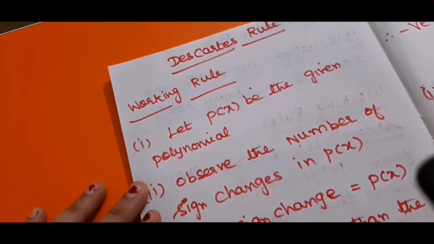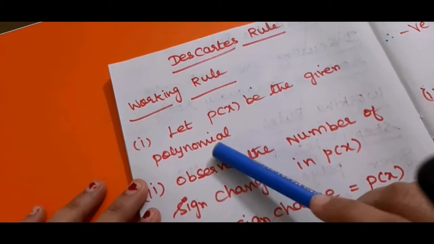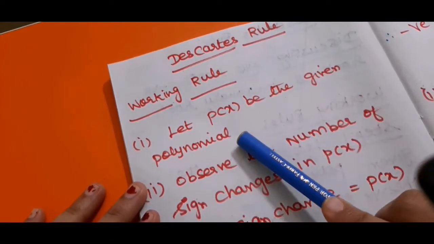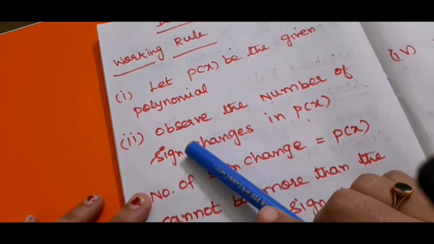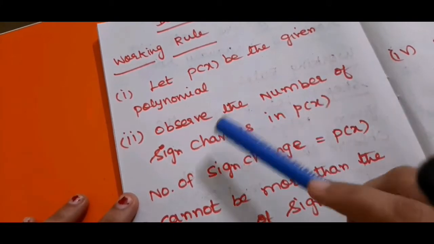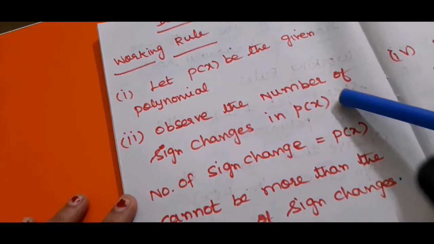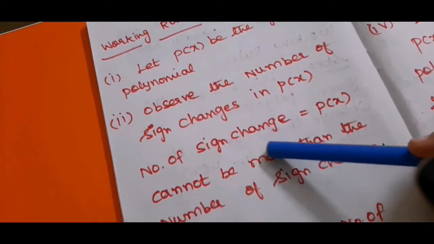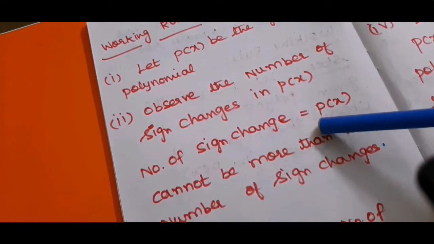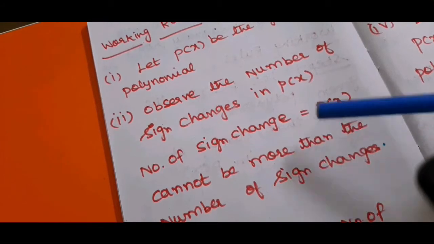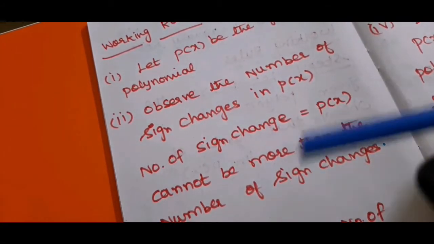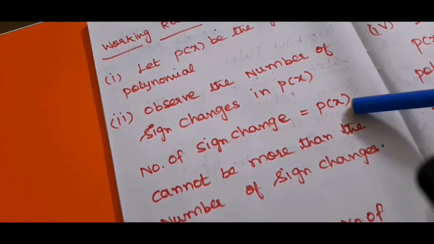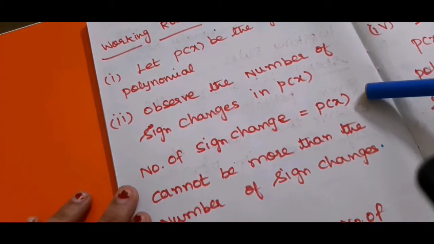Let p of x be the given polynomial. Whatever polynomial you are given, just take it as p of x. Then you have to observe the number of sign changes. Sign change means positive to negative, or negative to positive. So how many sign changes occur in p of x? That is what we have to observe.